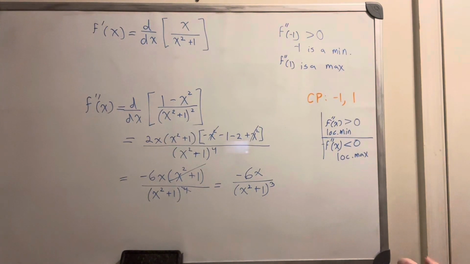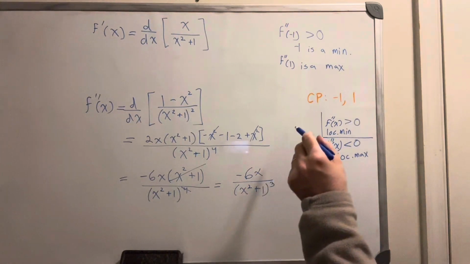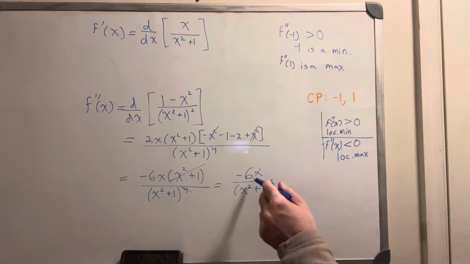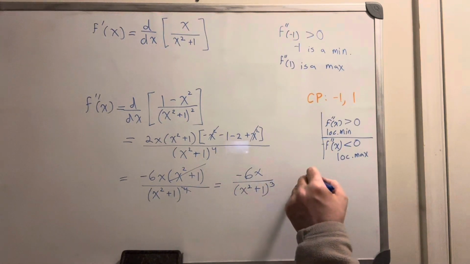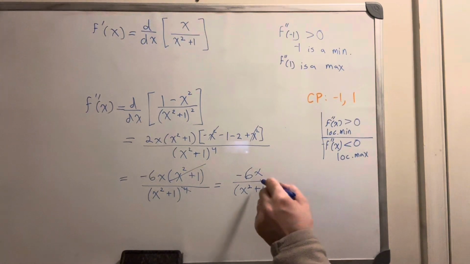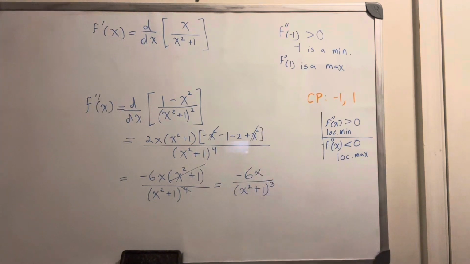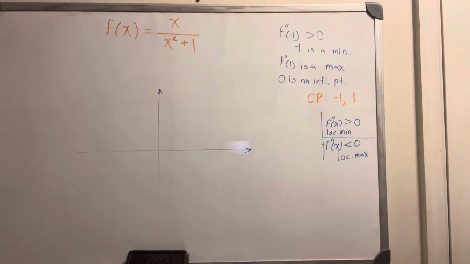Something else we want to notice. At what point does the second derivative have a value of 0? Because we know that that's an inflection point. It's at 0. Now we want to sketch the function x over x squared plus 1.